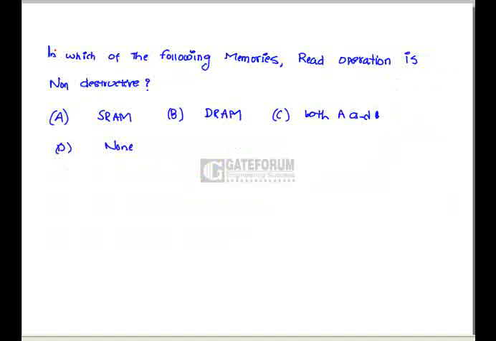In which of the following memories is the read operation non-destructive? See, in case of SRAM, while reading, the data is retained by the cell itself, which means it's not going to lose the data on the performance of the reading operation. But in case of DRAM, we have to perform a write back operation at the end of each read operation in order to restore the data read by the read operation. Hence the read operation in case of DRAM is destructive, whereas in case of SRAM it is non-destructive. Hence option A is correct.